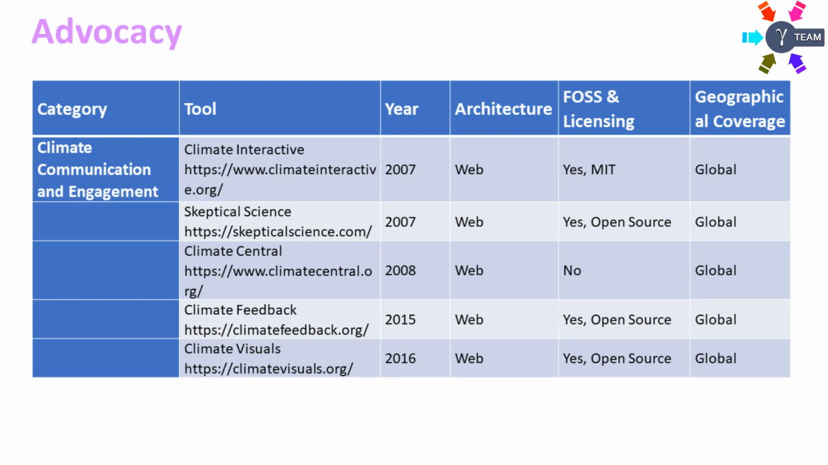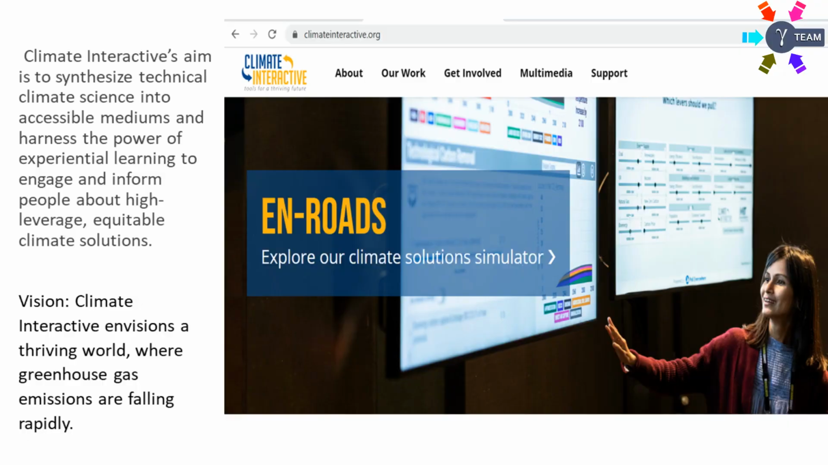So the final category is advocacy, where you can see climate communication and engagement. The tools like Climate Interactive, Skeptical Science, Climate Central, Climate Feedback, Climate Visuals. Most of them are web-based and openly available for global use. So when you see Climate Interactive, it aims to synthesize technical climate science into accessible mediums and harnesses the power of experiential learning to engage and inform people about high leverage equitable climate solutions.